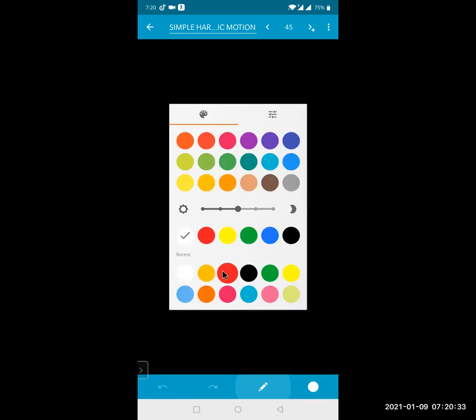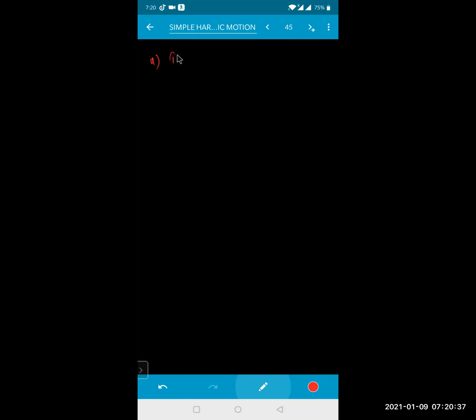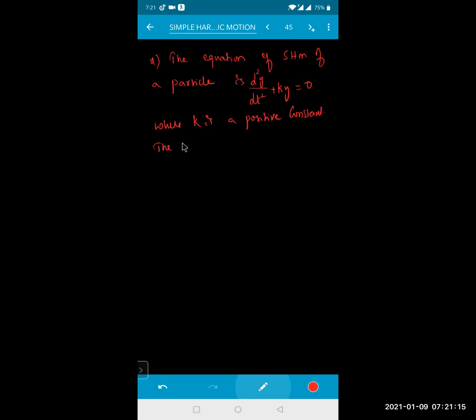One more question based on this one. See here, the equation of a simple harmonic motion of a particle is d square y by dt square plus k into y is equal to 0, where k is a positive constant. The time period of the motion is?